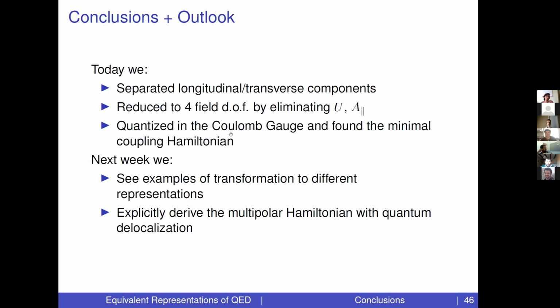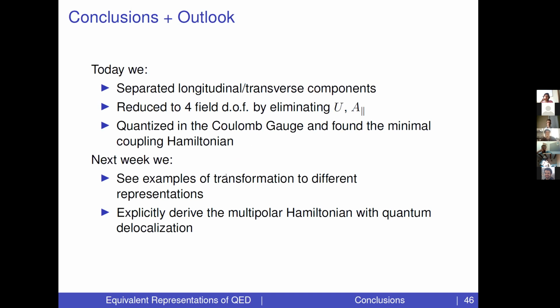What we then did was we quantized in the Coulomb gauge very easily, very straightforward, just because of the very simple form of our Lagrangian. And this allowed us to go by Legendre transformation to the minimal coupling Hamiltonian. Now, we also saw how we can go to different gauges, different representations of this Hamiltonian, but we didn't see any explicit examples so far.